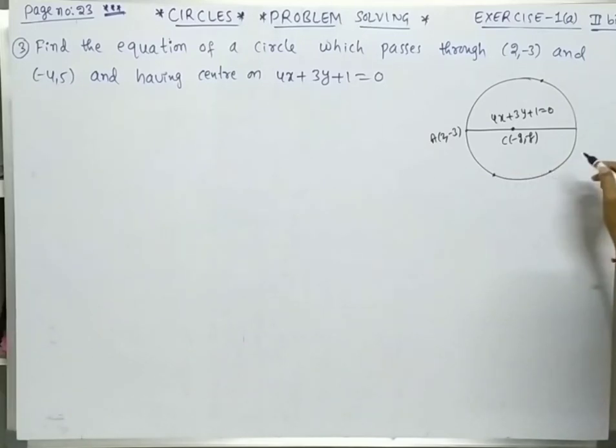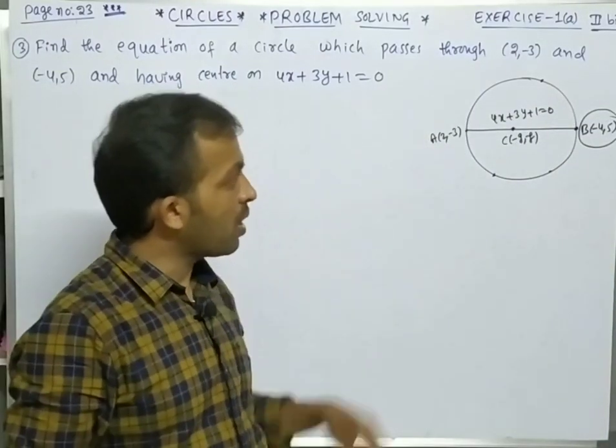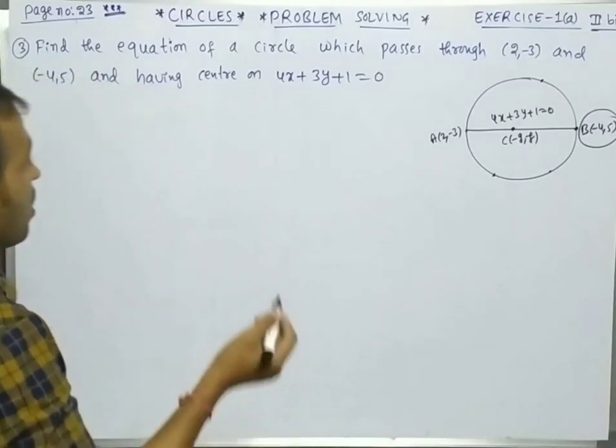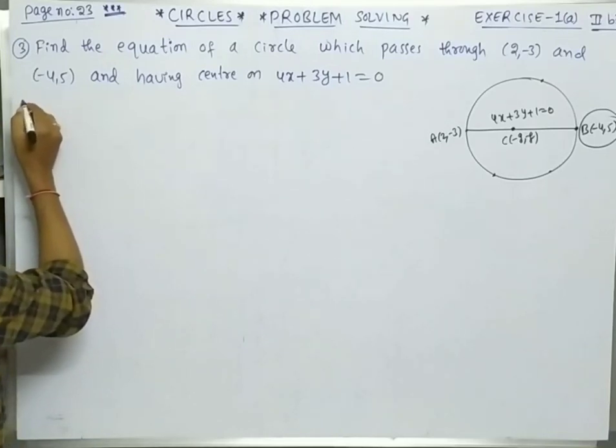It lies somewhere here or here or here, but luckily this is the other end of the diameter only for this problem, not for the next problem. So these two are the end points of the diameter. Okay, actually how to solve this problem? How can we solve this problem?